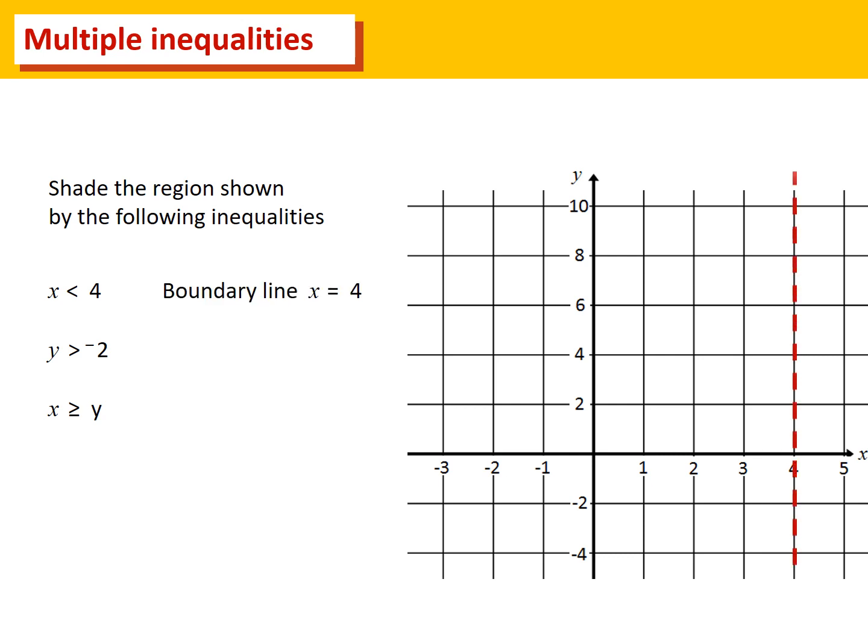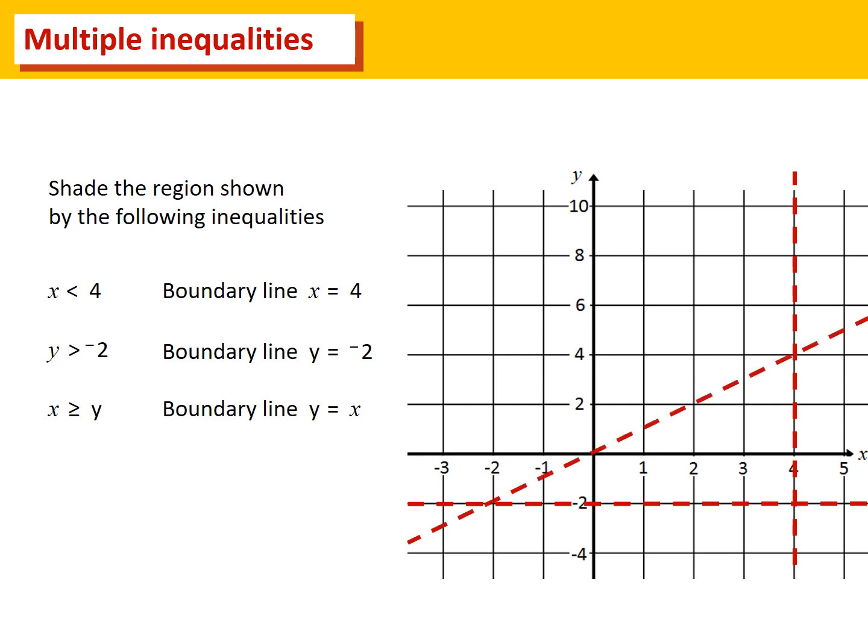So the boundary line is x equals 4, which is a vertical line, as you can see on the diagram. Our second region, y is greater than -2, so our boundary line is y equals -2, which is a horizontal line, as you can see on the diagram. And thirdly, x is greater or equal to y becomes x equals y, and that's the same as y equals x.